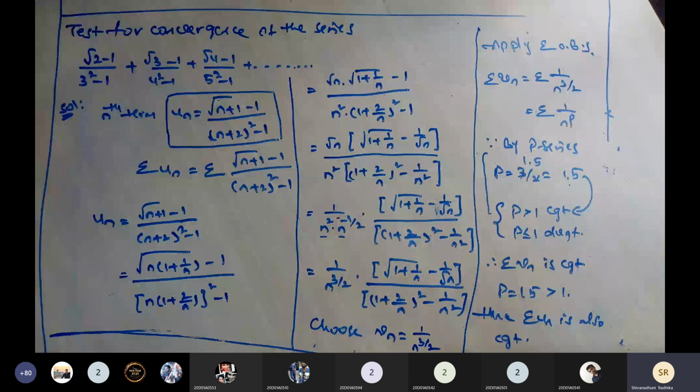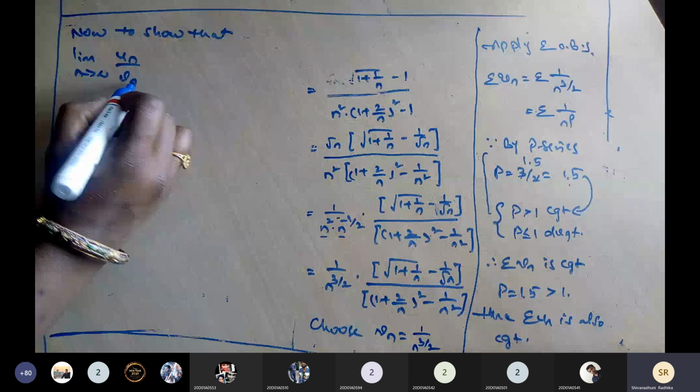Now, to show that the limit n tends to infinity of Un by Vn equals a finite value, that means not equal to 0. Is it clear? Now limit n tends to infinity.